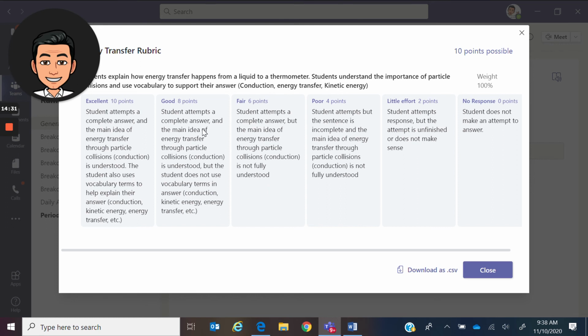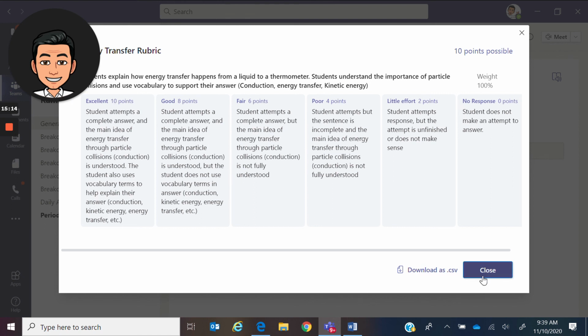And if you have a complete sentence, the main idea is understood, but you do not use a vocabulary term in your answer, such as conduction, kinetic energy, or energy transfer, you'll still get 8 points, but you'll miss out on those final 2 because you didn't use vocabulary. So in order to get a full 10 points, you must do a complete answer with a complete sentence. You must get the main idea into your answer, that energy transfer through particle collisions, our word conduction, is understood, so I understand that you get it, and you must use vocabulary such as conduction, kinetic energy, or energy transfer in your answer, and that'll be a full 10 points. So what you need to do to get 10 points is right here.